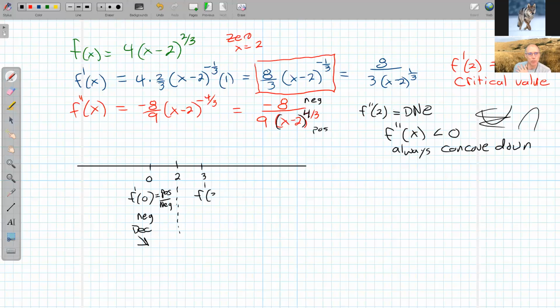And on the other side, let's see what happens. f prime of 3. 3 minus 2 is 1. We get positive over a positive there. And so that is positive. So it is increasing on this side.